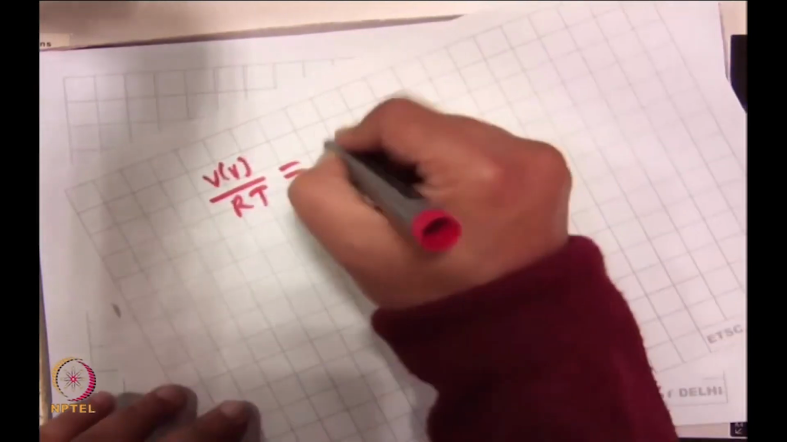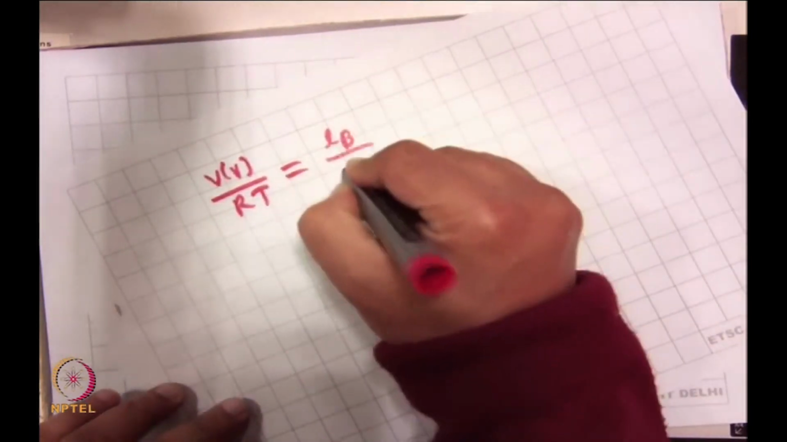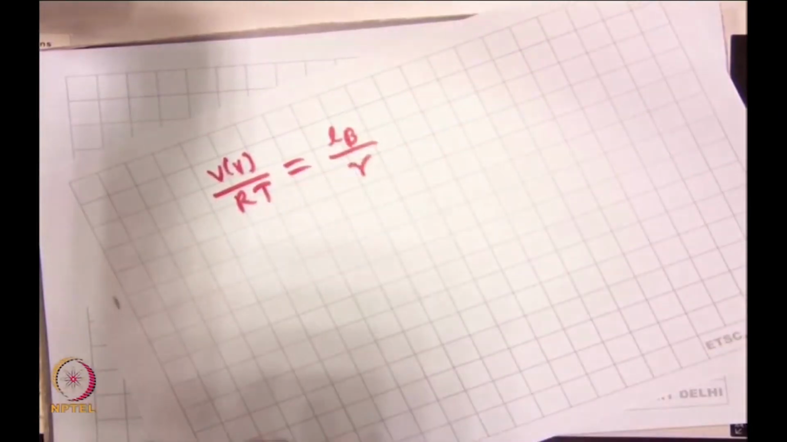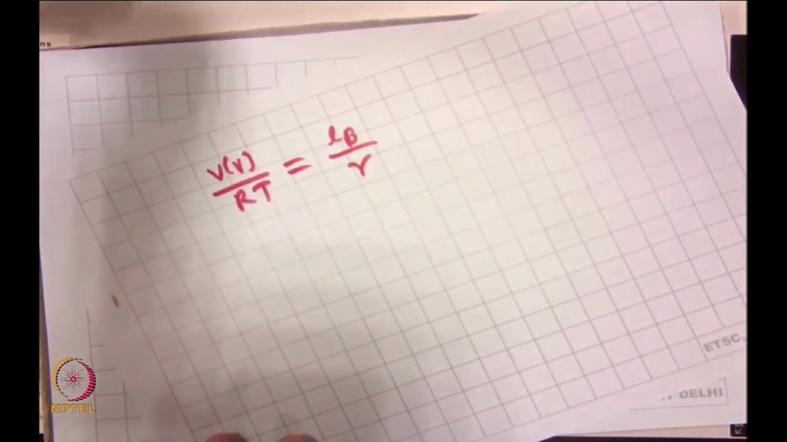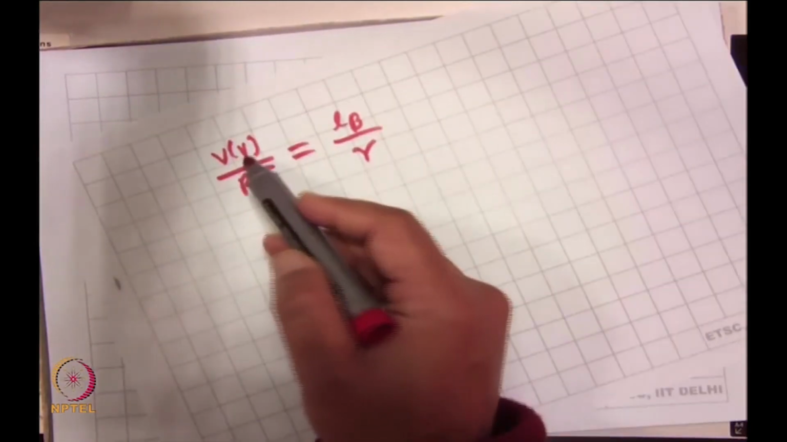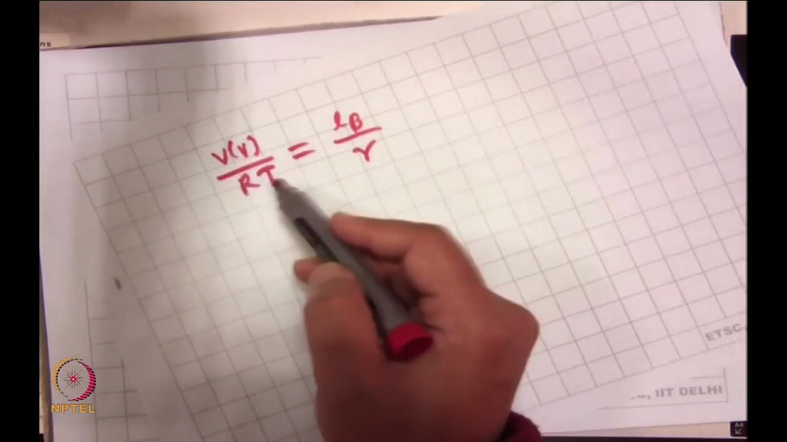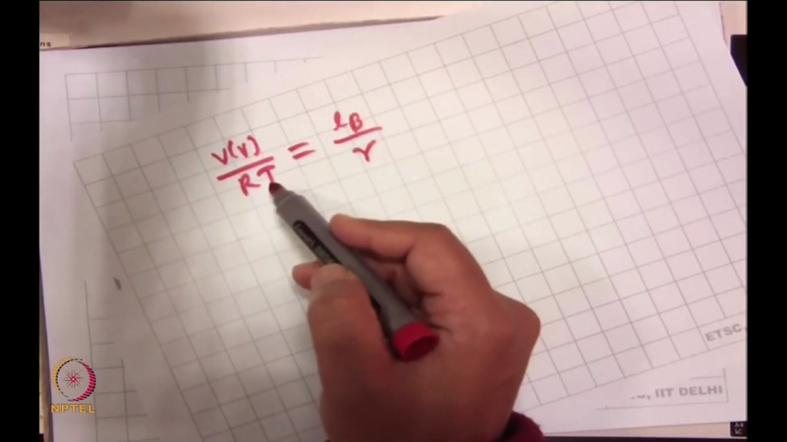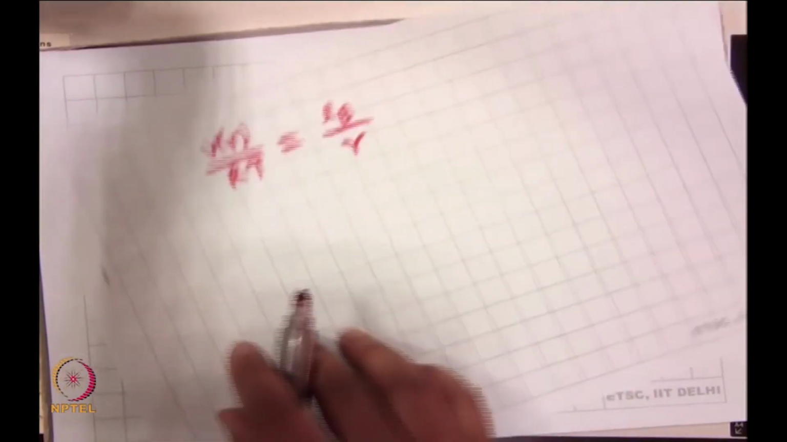LB by R. Is everybody okay with that? Just check. If I take V of R over RT, that means when I am doing V of R, I am keeping R as R. When I am doing RT, I am keeping R equal to LB. Okay. So what have you just found out?